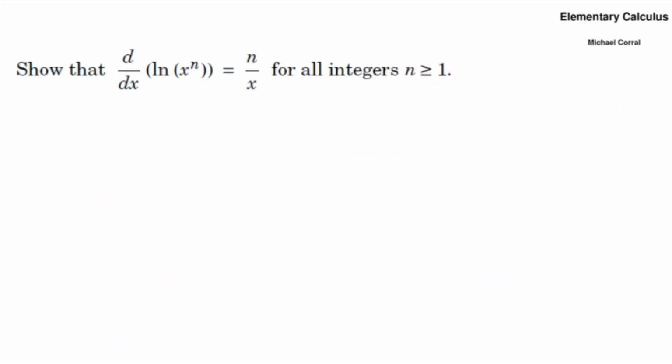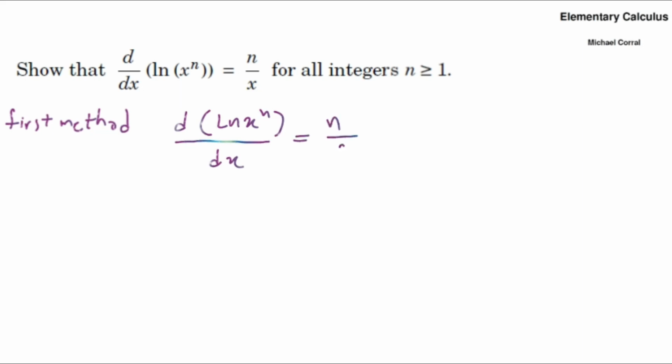The next question shows that the derivative of the ln of x to the power of n with respect to x equals n over x for all integers n greater than or equal to 1. For proving this formula we can use two methods. The first method: the derivative of the ln of x to the power of n with respect to x equals n over x for all integers n greater than or equal to 1.